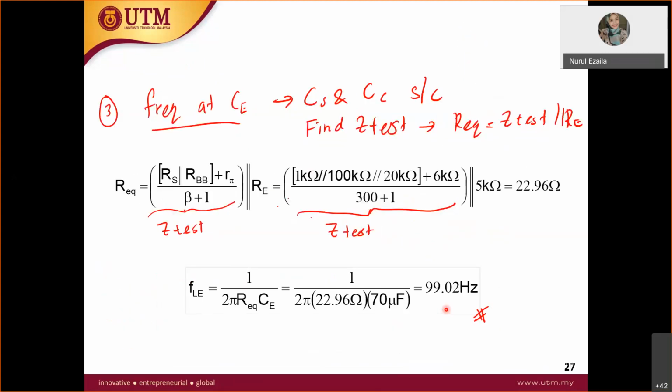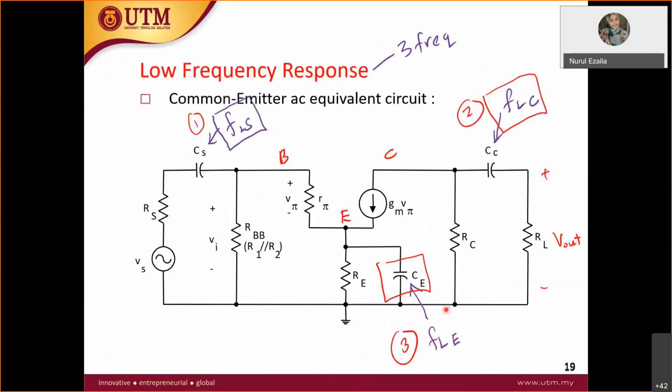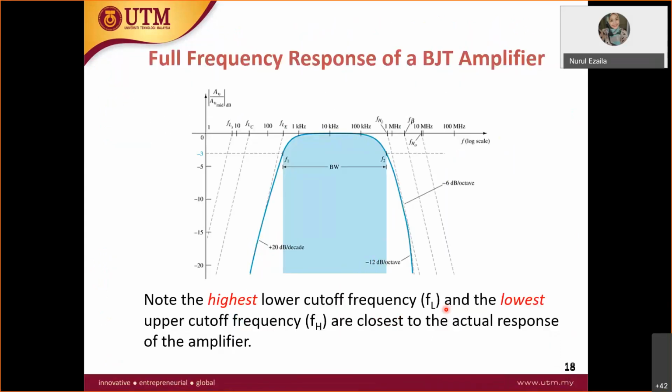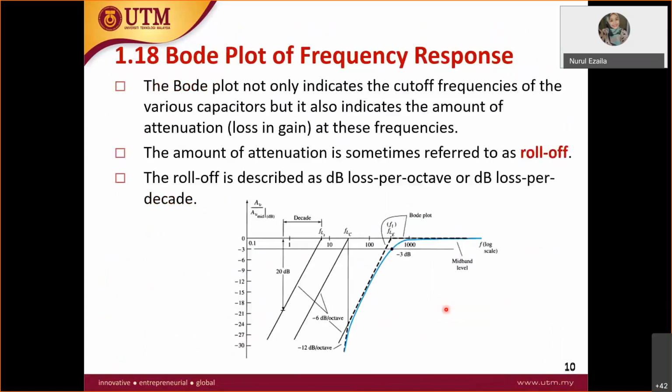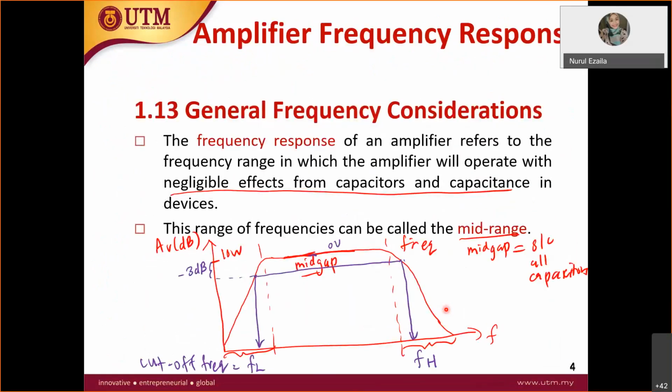So usually during the physical test or physical exam, you will be provided with the Bode plot and you will be asked to draw the frequency response. Okay, so if you look at the model for the frequency response, it looks like this. So the one that I drew in the earlier class the other day. So it looks like this. So this is mid gap.